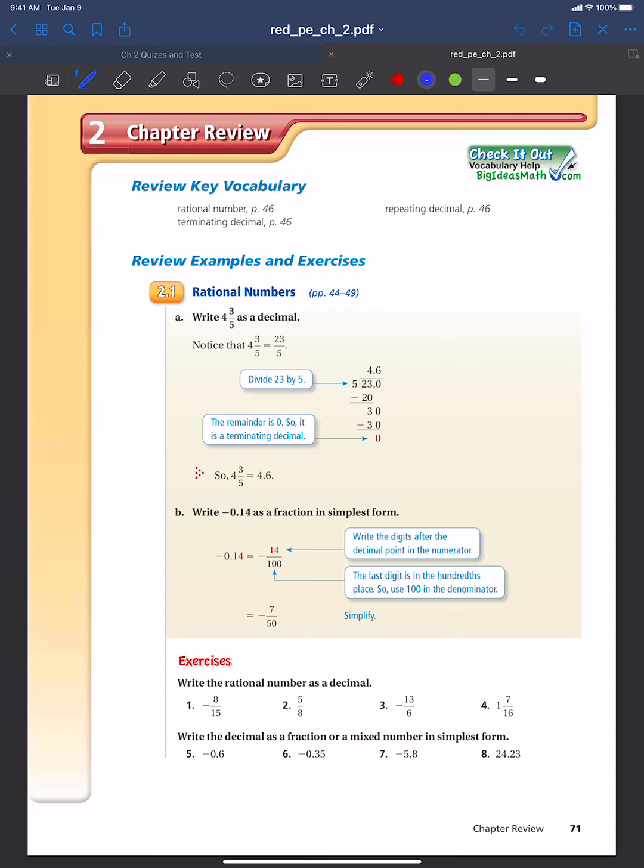Chapter 2 review. We are on page 71. Please write Chapter 2 review at the top of your paper. We're going to go through each section, and I want you to do one example at least for each section, okay? Now, some sections you will have more examples.